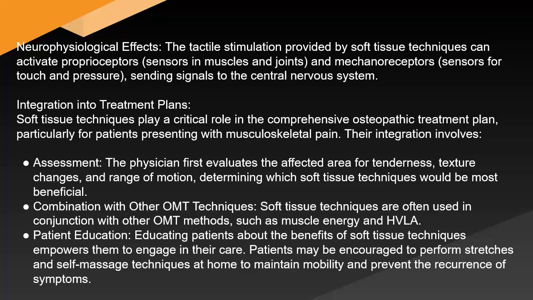Integration into treatment plans: soft tissue techniques play a critical role in the comprehensive osteopathic treatment plan, particularly for patients presenting with musculoskeletal pain. Their integration involves assessment. The physician first evaluates the affected area for tenderness, texture changes, and range of motion, determining which soft tissue techniques would be most beneficial. Combination with other OMT techniques: soft tissue techniques are often used in conjunction with other OMT methods, such as muscle energy and HVLA.